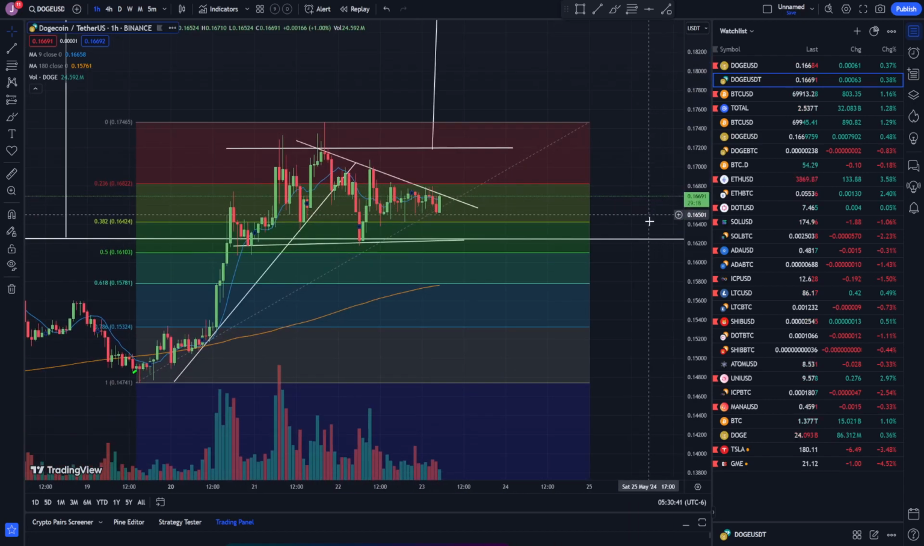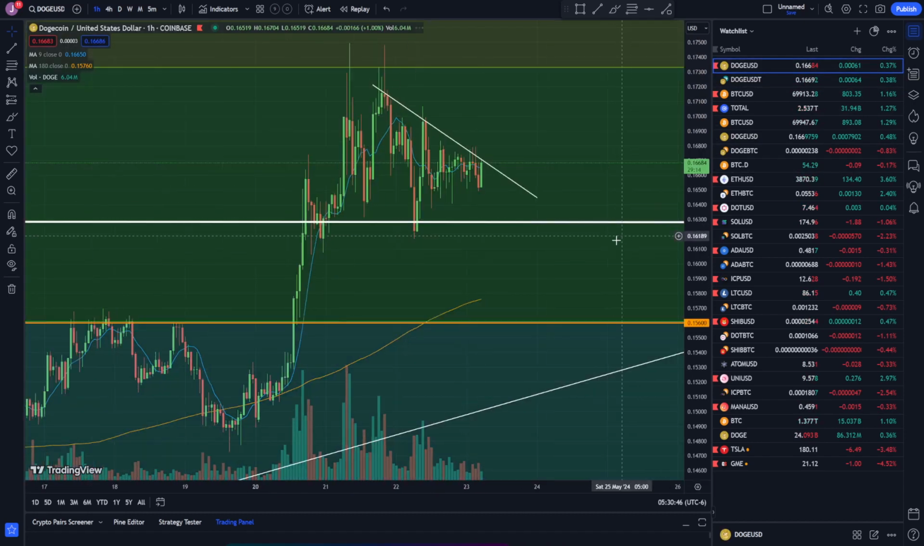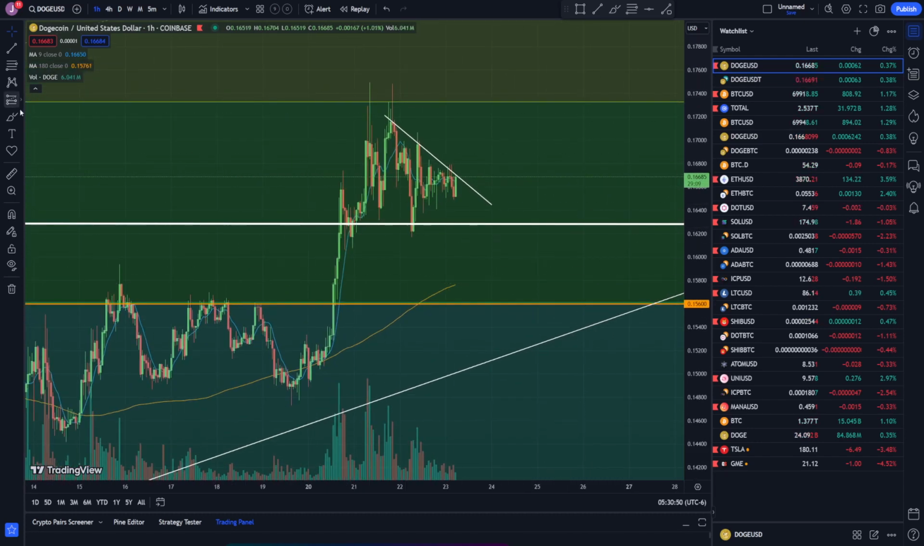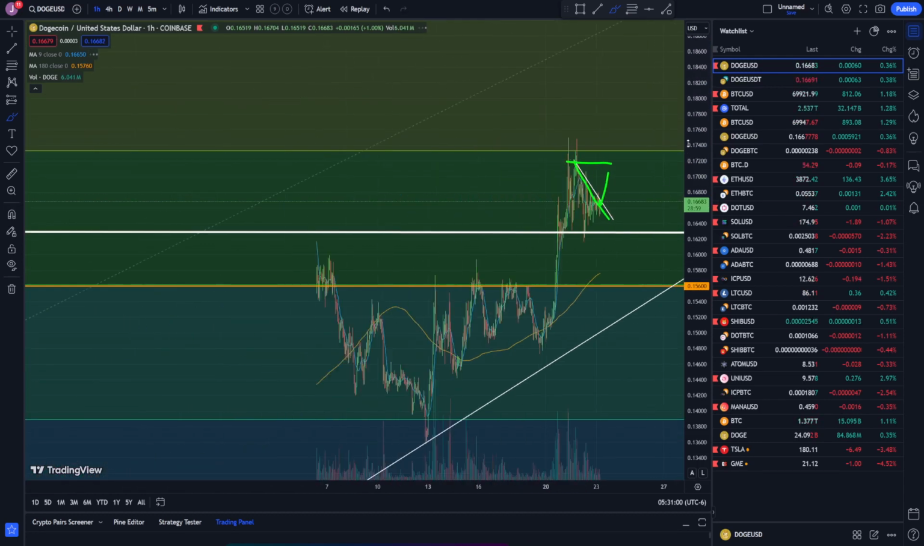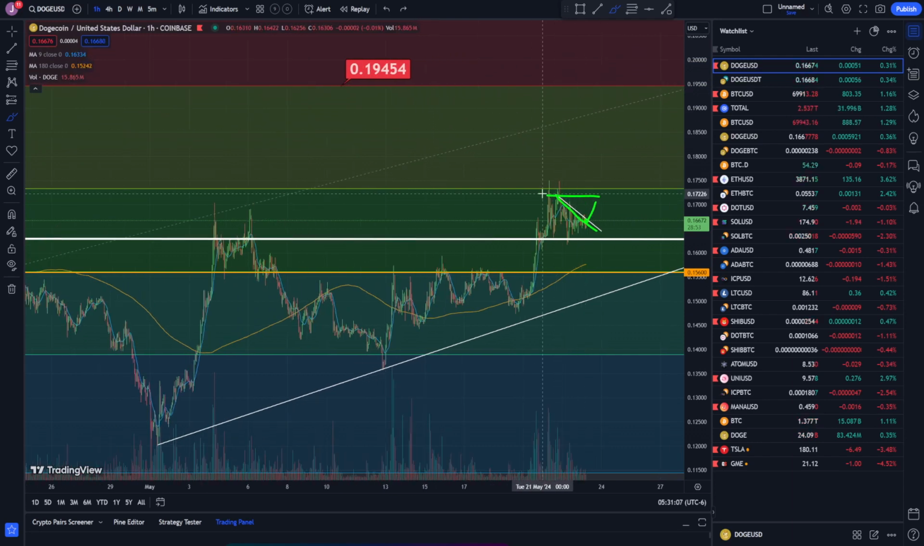Let's see what else. So let's just simplify it again. We're looking at this trend line going to the downside. If we break that going to the upside, I'll be looking at this spot right here at 0.17179 approximately. If we could break above that, then I'll get more confident on this target up here at 0.19454.